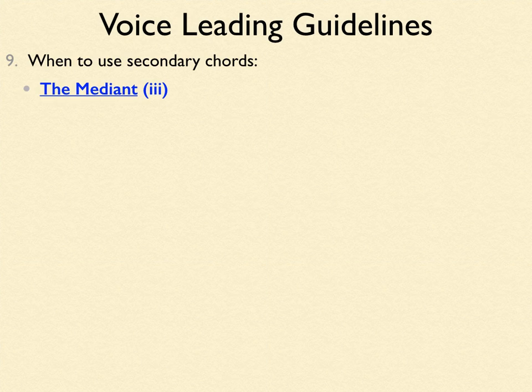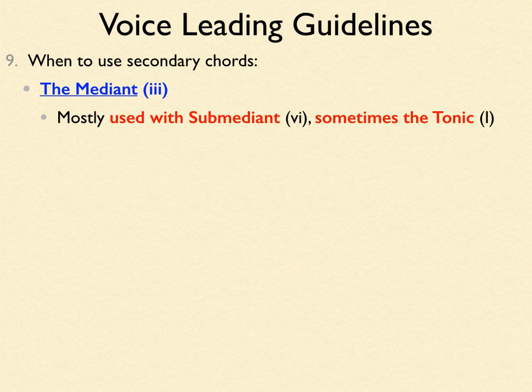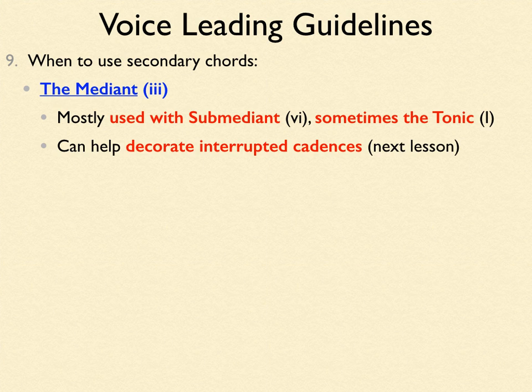So when to use the mediant chord? Well, as you probably already know from previous slides, it is rarely used. But when it is used, it's mostly used with the submediant, chord 6, and sometimes with the tonic, chord 1. And it can help decorate interrupted cadences, which we'll deal with in the next lesson, so you don't have to worry too much about that. But when we get to cadences, you can come back and look over mediant. The mediant chord can sometimes be used to decorate interrupted cadences.